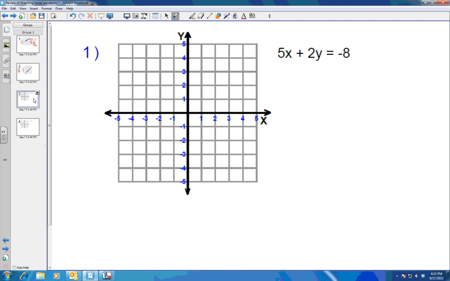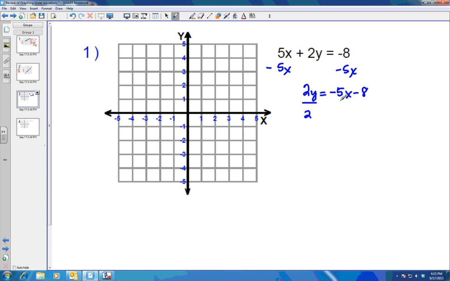Now I'm going to graph this without a t-chart. We're just going to solve for y, put it in slope-intercept form, and graph it from there. So the first thing we have to do, let's solve for y. And there is a way to do this without solving for y, but this is what we're going to do for now. So if I solve for y, I'm going to subtract 5x. And I have 2y equals -5x minus 8.